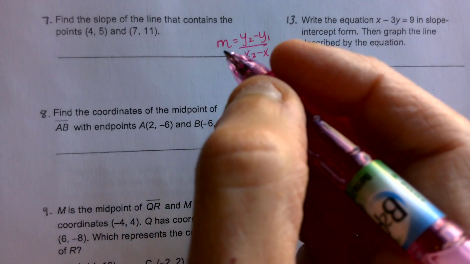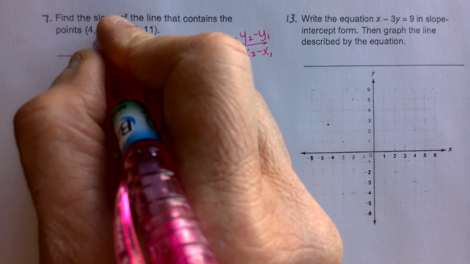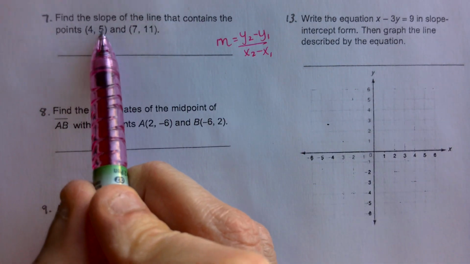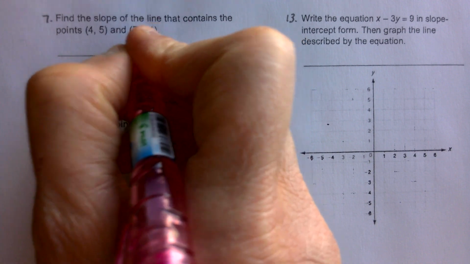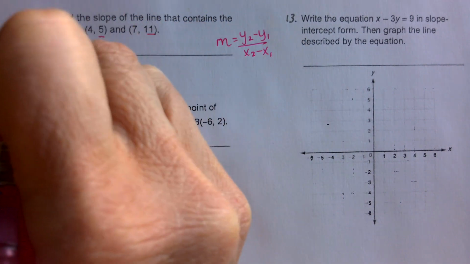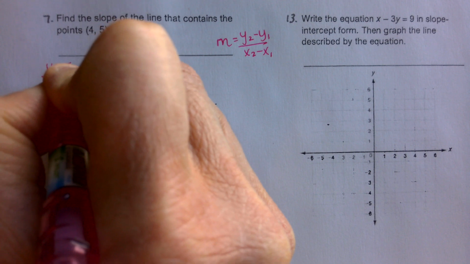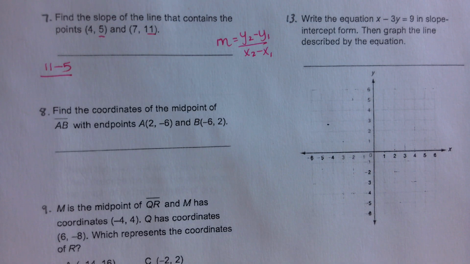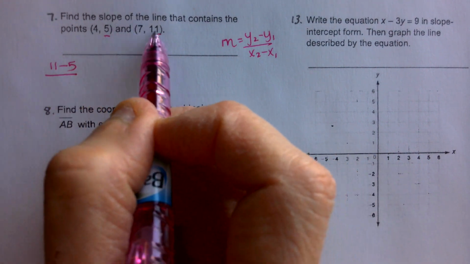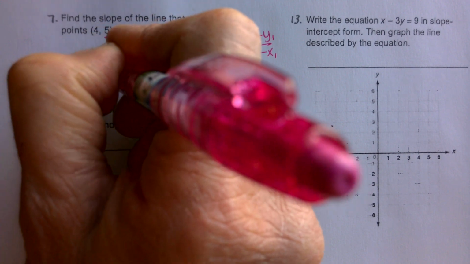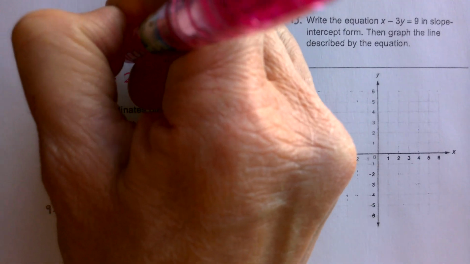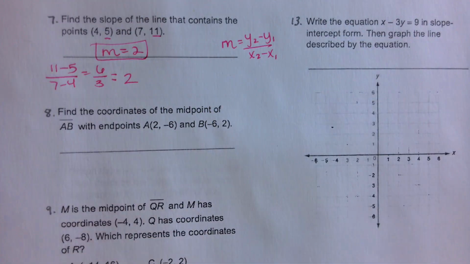Okay, and I'm going to look over here, and here's my x and my y, my x and my y, my x and my y. So we want to subtract my y's first. I'm going to just do the 11 minus 5. Since it's going positive, you can do the 5 minus 11 as long as you go the same way with the 4 minus 7. So 11 minus 5 on top, 7 minus 4 on the bottom, and I get 6 over 3, which is 2. So my slope, which is signified by lowercase m, is 2.